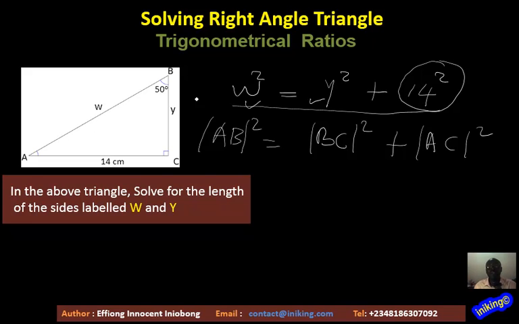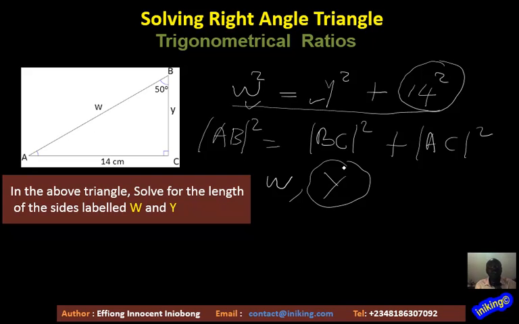How then can I apply the trigonometrical ratio? I look at this, I've been given one of the angles, 50 degrees. Immediately I say, okay, out of the three trigonometrical ratios, which one am I going to use? First, I have to decide between W and Y. Which one do I look out for first? I say, okay, let me find Y first. That's my own decision. You can decide to find W first. It doesn't make any difference.